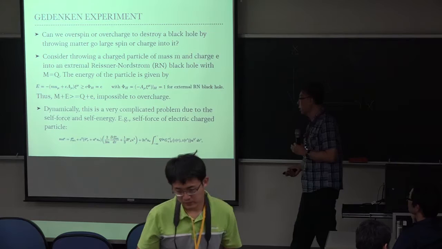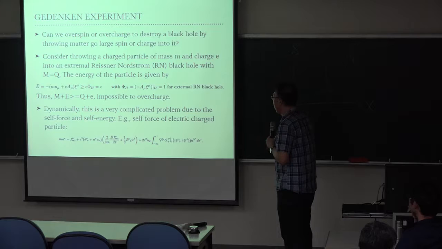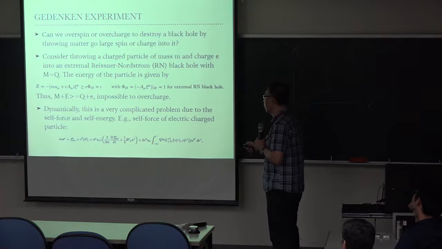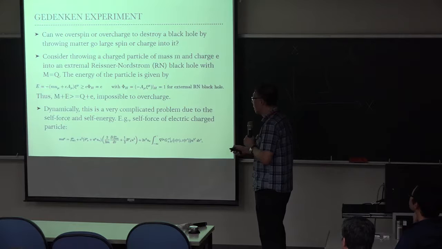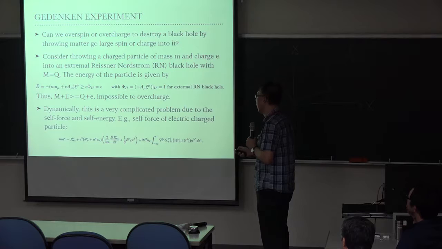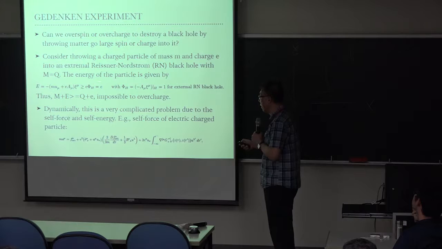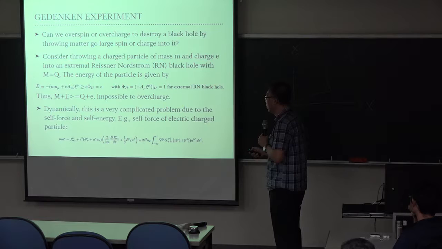And this is a very simple argument. We can see we cannot do that, because for a charged particle with mass m and charge e, the energy obeys this relation. And because the mass is positive, the energy associated with this charged particle should be greater than e times the potential. And this electric potential for the extremal black hole is just equal to 1. So in some sense, for a natural particle, we always have energy larger than the charge, so we cannot have it the other way around. So it's impossible to overcharge this black hole by throwing in the particle.